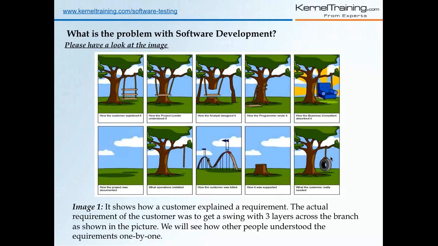So this is at the design phase, right? Now if you look at the next picture, image 4, this is how the programmer coded. So you have different people doing different things. One went to the customer to get the requirements, you have a designer who designed, then you have a person who coded it, who developed the program. And the 5th one at the top right corner shows how the business consultant described it. It's a kind of a sofa put on as a swing on a particular tree, right?